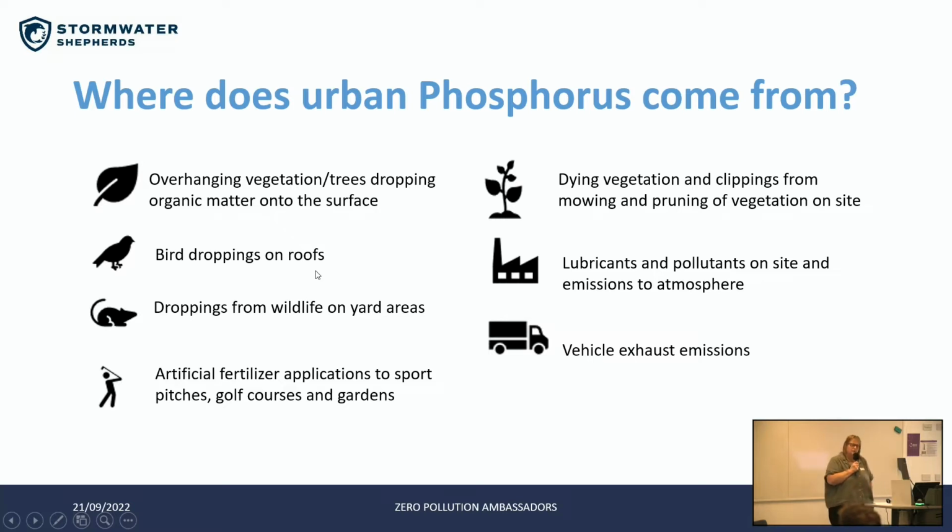The sites with more phosphorus seem to be those where there is vegetation, either overhanging trees or little grassy embankments like the one outside the window that people are mowing, so you've got a source of phosphorus coming into the runoff. Vehicle exhaust emissions off the road, so it's particularly diesel vehicles.